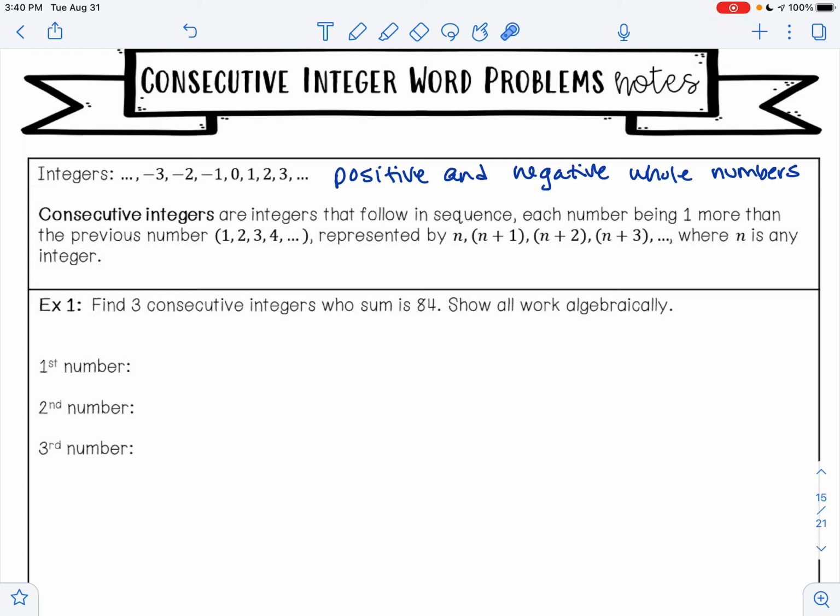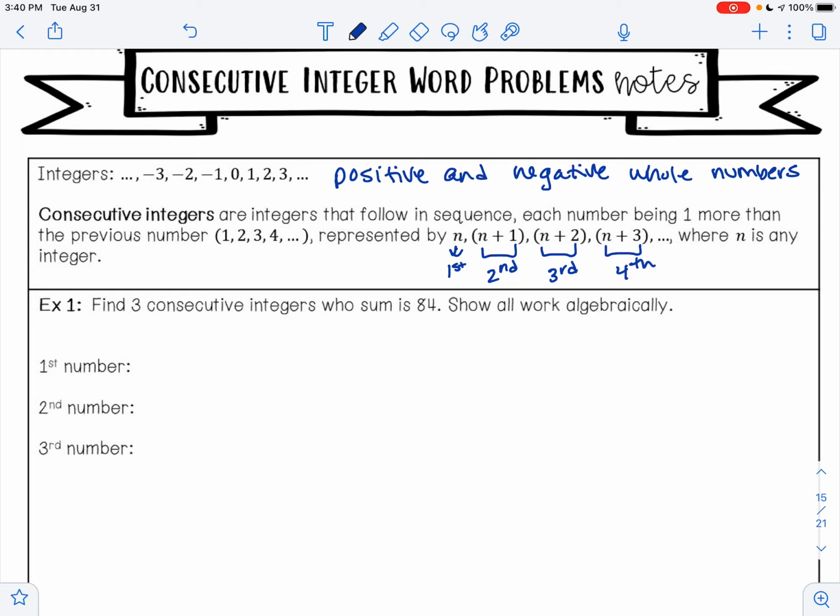And we can represent these numbers with n, n plus 1, n plus 2, n plus 3, and so on, where n is any integer. So when you're doing this, n would be your first number, n plus 1 would be your second number, n plus 2 would be your third number, n plus 3 would be your fourth number, and so on.